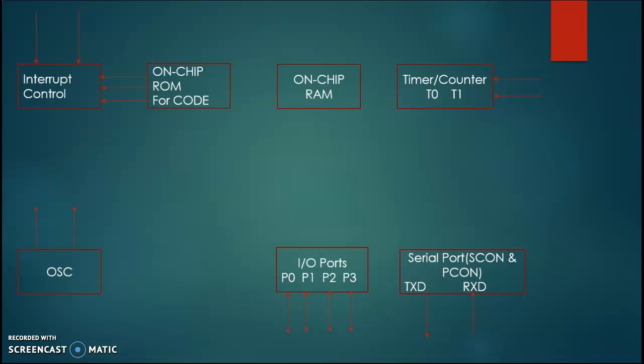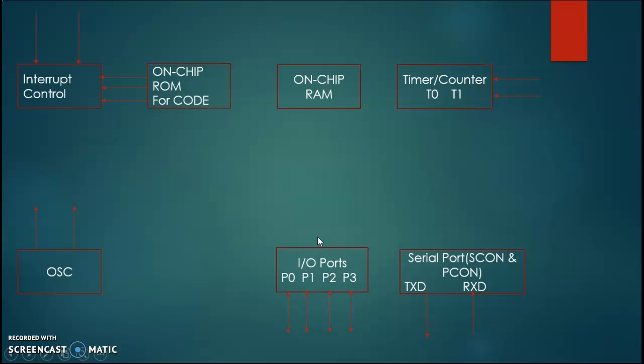Next, we have input-output ports. Normally, microcontroller is used in embedded systems to control the operation of machines. Therefore, to connect it to other machines, devices or peripherals, we require input-output interfacing ports. For this purpose, microcontroller 8051 has 4 input-output ports to connect other peripheral devices. These ports are namely P0, P1, P2 and P3.